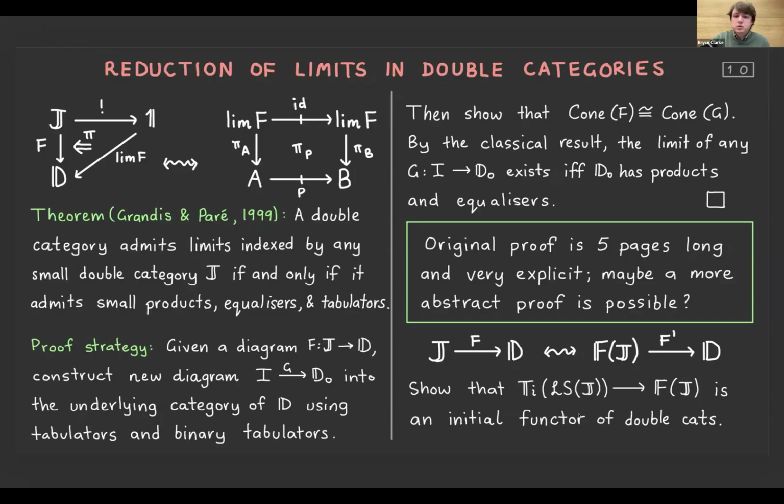And well, if this is initial, then the resulting thing will be something from a category into a double category, which is the same as from a category into the underlying category of objects and type morphisms of that double category. And then we're done, right? Okay. And so the trick is to show that this inclusion of L of S of J into its double category, its free tabulator completion of J, is actually initial.